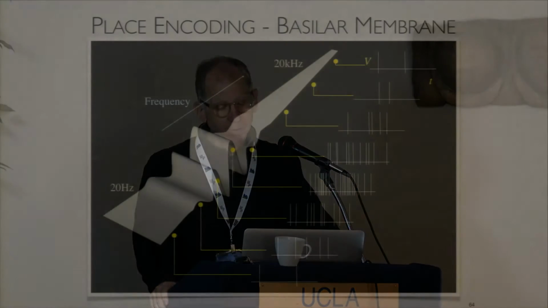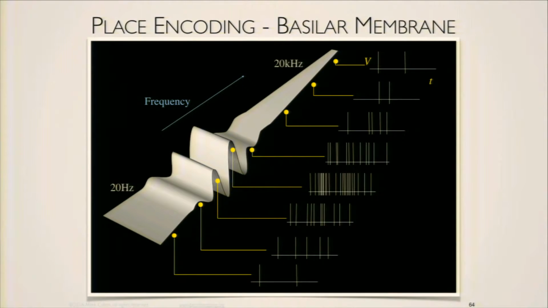Here's a simple example of this idea of labeled lines and place encoding. This is a schematic of the inside of your ear in the cochlea. And in the cochlea, it's known that low frequencies vibrate one portion of the basilar membrane, and high frequencies vibrate a different portion of it. And so if you have a middle range frequency over here, only the middle portion of the basilar membrane moves. And so only the neurons which are innervating that portion of the basilar membrane fire signals, and therefore you can infer the frequency of the sound you're listening to based on which of these neurons fire.